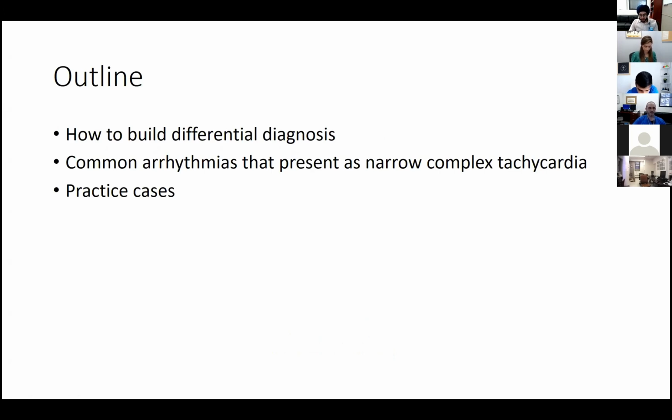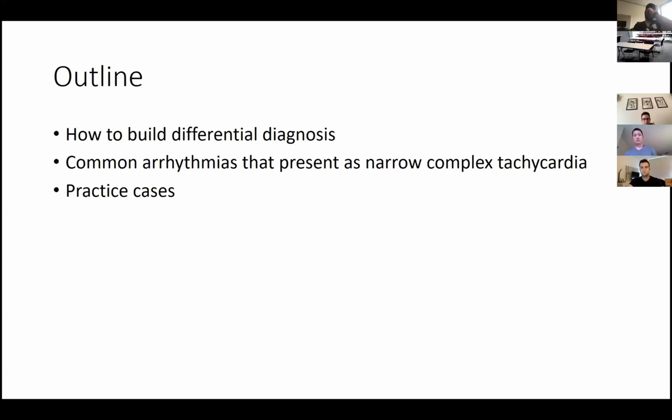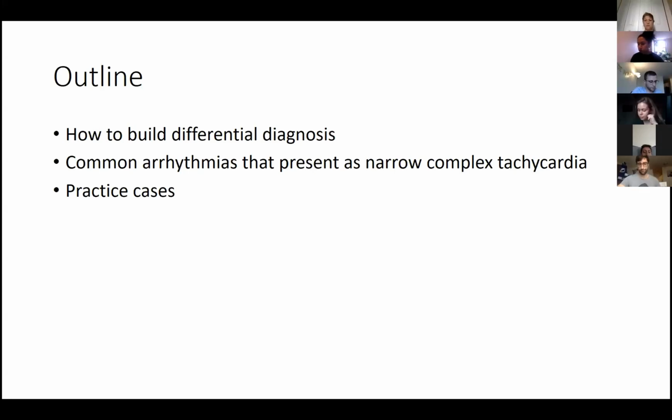Maybe some of you already are pretty good with arrhythmias and know how to do it, but the essential thing is to learn how to build a differential diagnosis. Then we're going to go over some common arrhythmias that present as narrow complex tachycardia, and then we're going to practice some cases that should cover most of the clinical scenarios. And we'll touch a little bit on management, but by now in residency, you've all experienced this.